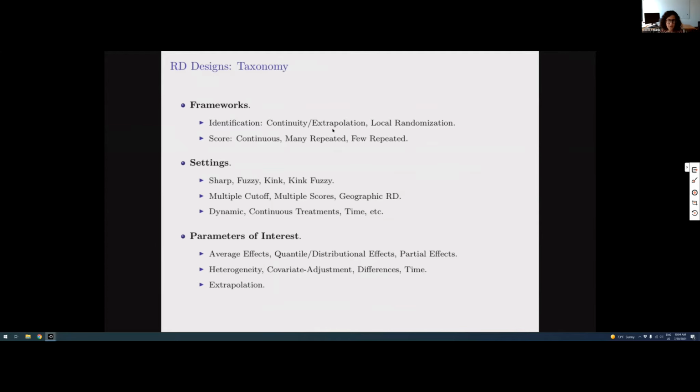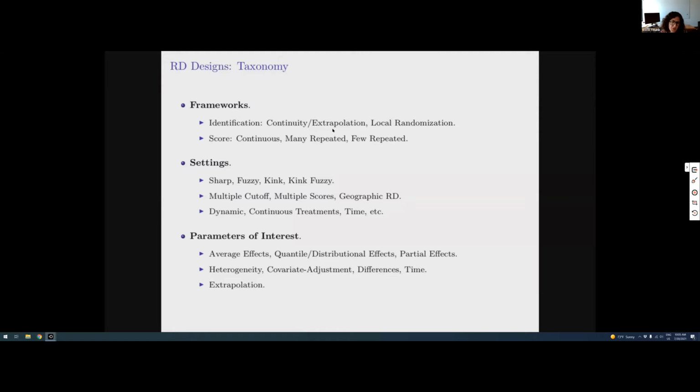So there are many aspects of the regression discontinuity design that we can talk about. We call it the regression discontinuity taxonomy. There are different frameworks, which are approaches for identification and interpretation analysis. We can make continuity assumptions and extrapolate, or we can do local randomization assumptions. We're going to talk about this in detail. We can think about settings where the score is continuous versus where it has repeated values. There are also different settings in terms of whether compliance with the treatment is perfect or imperfect, and that distinguishes between sharp and fuzzy.